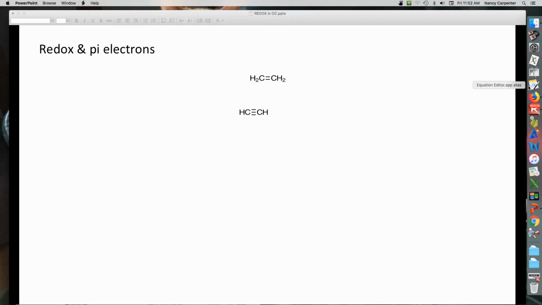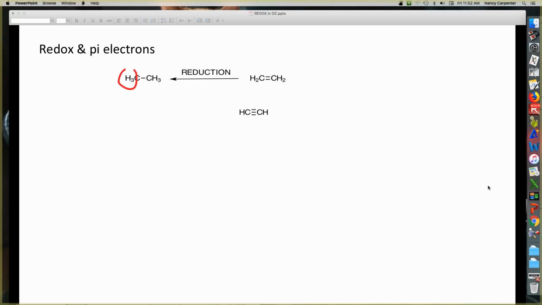And so, for example, when we look at the electron source of these pi systems, these pi functional groups, alkenes and alkynes, when I think reduction, I'm going to think about the fact that I'm adding hydrogens to my substrate. So I went from H2 on each carbon to H3 on each carbon. And that's a pattern we're going to see over and over again, that a reduction adds hydrogens.